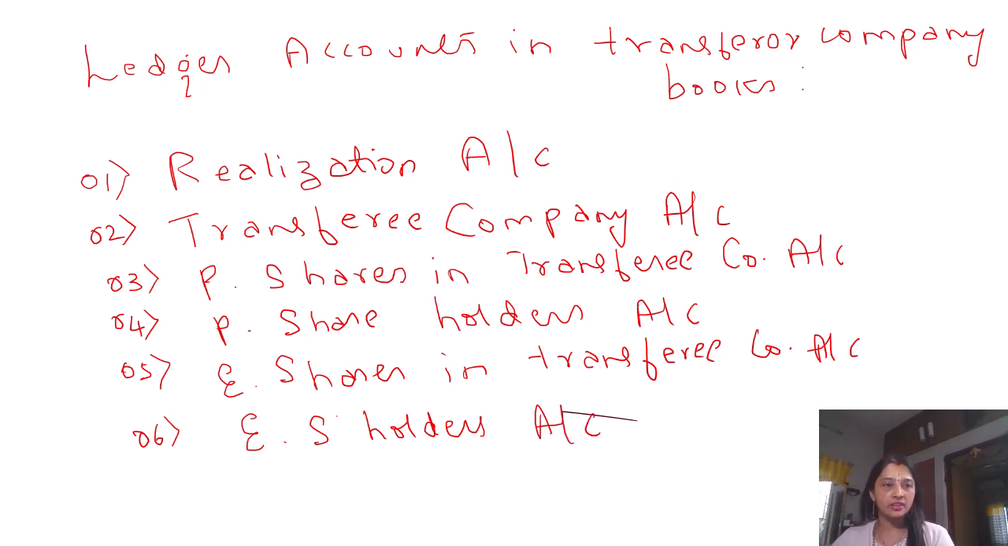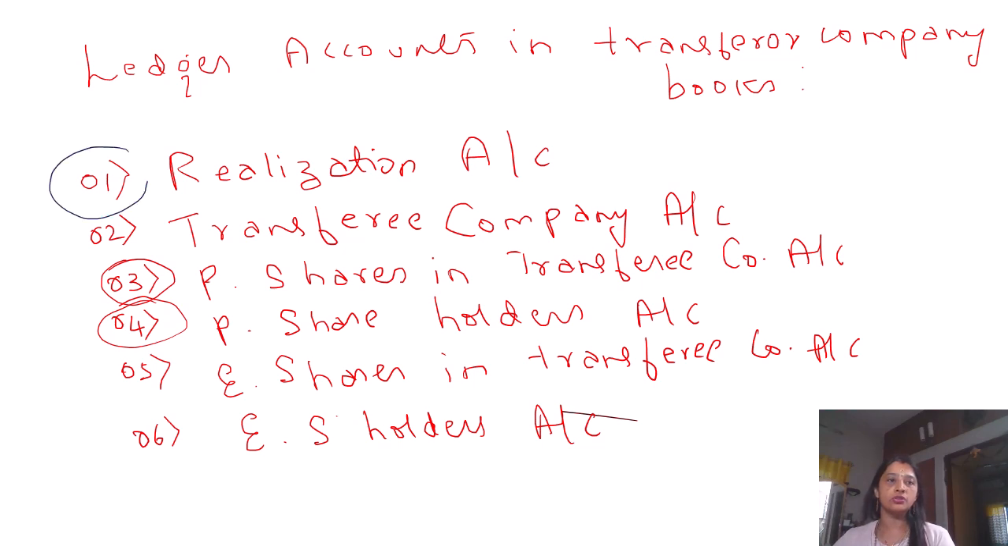This third one and fourth one will be there only if there is preference share capital in the old balance sheet. If it is not there, these two accounts will not come. If purchase consideration has no preference shares, then also these two accounts will not come. But this is common, this will come.